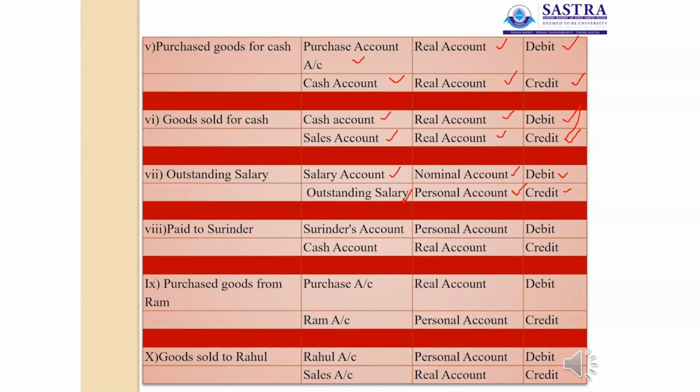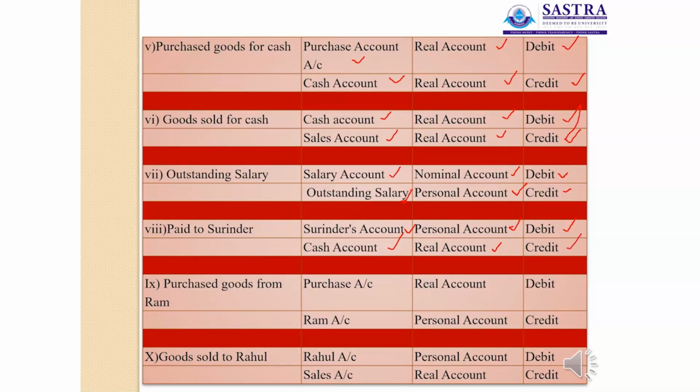Then next one is paid to Surender. Here there are two accounts involved. One is Surender account and another one is cash account. Surender is relating to personal account. Cash account is relating to real account. Here personal account, debit the receiver, credit the giver. Here Surender is the receiver. So Surender account will be debited. Cash goes out of the business, so that account will be credited.